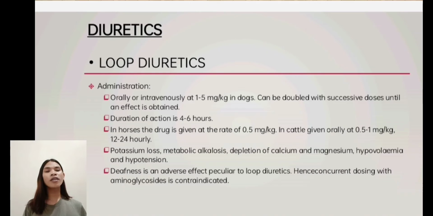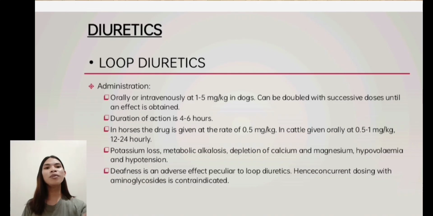Meanwhile, in horses, the drug is given at the rate of 0.5 mg per kilogram to reduce the incidence of epistaxis. A difference in administration is also given in cattle. It is given orally at 0.5 to 1 mg per kilogram, 12 to 24 hourly.